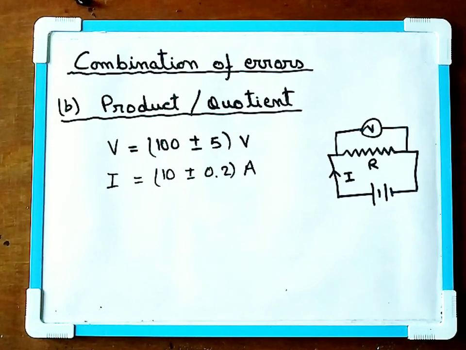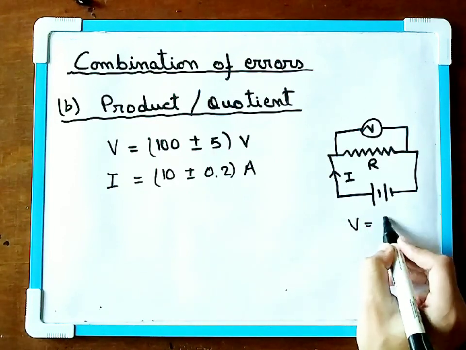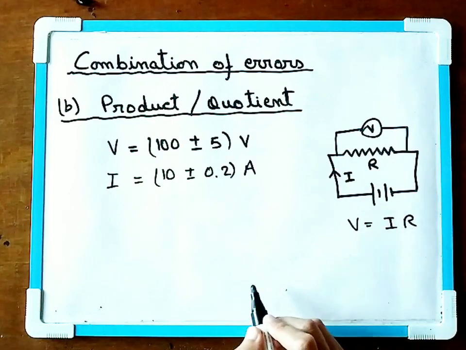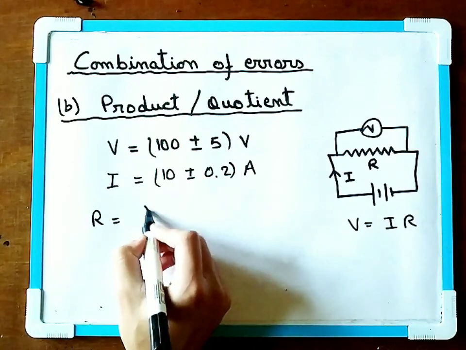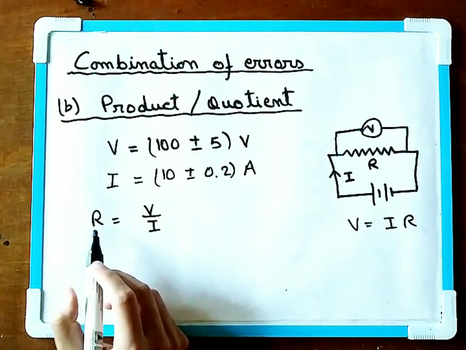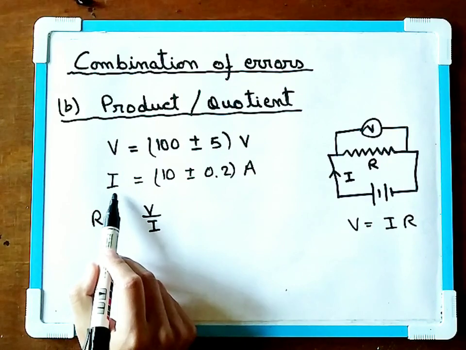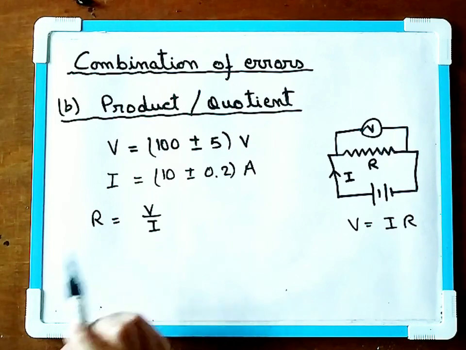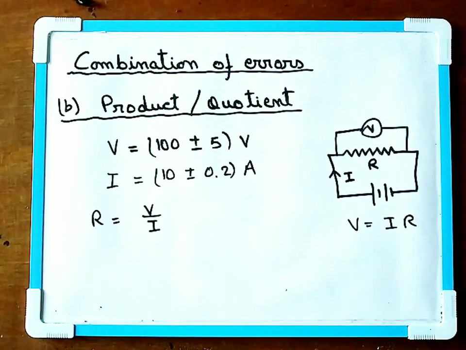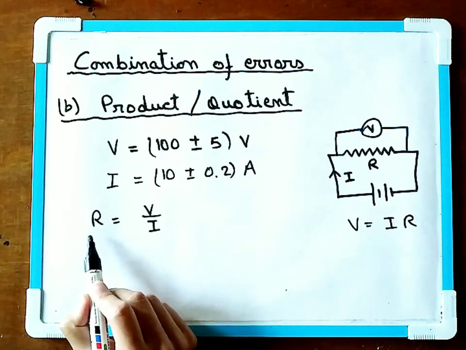Now if you want to find the resistance, then you have to use Ohm's law. And Ohm's law, what is the formula of Ohm's law? Your V will be equal to I into R. So this is Ohm's law, and R here will be equal to V divided by I. So here you can see this is a quotient. Okay, so you're dividing this quantity by this quantity. You're dividing voltage by current to get the resistance. So here the question is to find the percentage error in calculating this resistance R.